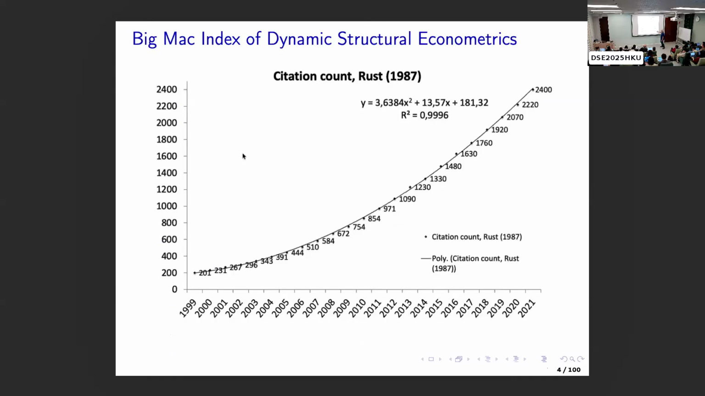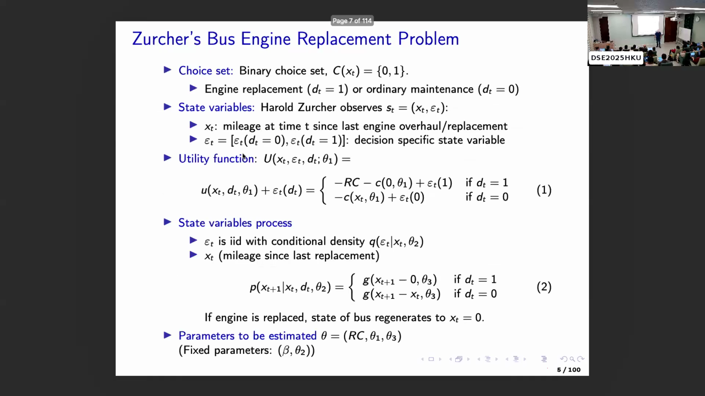Okay, and many more, of course. And here's a little something. We call it the Big Mac Index of Dynamic Structural Econometrics. It's the citation count of the Rust 1987 paper. I stopped updating it because it got a pretty good fit, an R squared of 0.999. So you can just use those parameters, that's a structural relationship, right? I think we're around 3,000 cites now. Anyway, that's the paper we're basing things on.